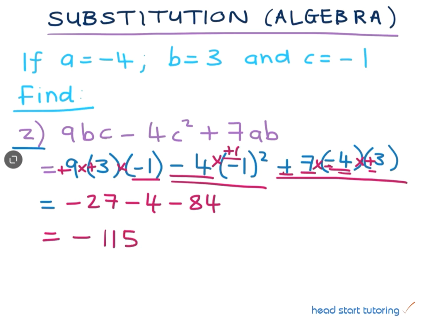-115. And how we can work that out is, because all our values are negative, we know that our answer will also be negative, because we are going from -27 further back into our negatives 4 spaces, and then further back into our negatives 84 spaces. So we'll definitely have a negative answer, and then you can simply add those values together and you will get 115.